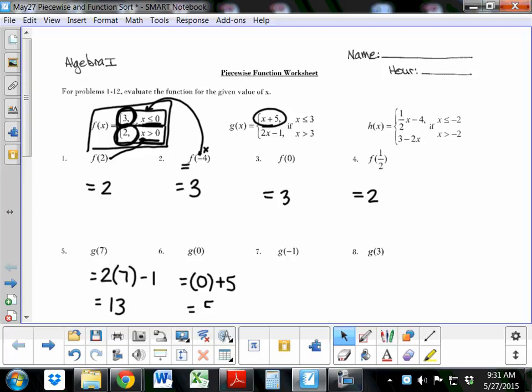5. Good. The next one's what if you have the case where, like on number 7, 2 times -1 is -2 minus 1, which is -3. You can't do that. But when you go to the top, it would be -1 plus 5, which would equal 4, is less than or equal to 3.